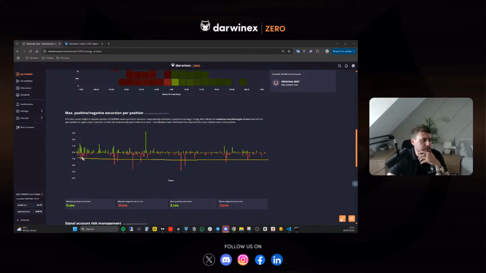So, for example, if we know that our median negative excursion is 0.07%, which is somewhere up here, okay? It's a little bit too tight. Your worst negative excursion is 2.81. Why is there such a discrepancy here? There shouldn't really be that much of a discrepancy, okay? Because that is huge. So the average that your trades go against you is 0.07, okay? The worst that it's gone against you is 2.81%.